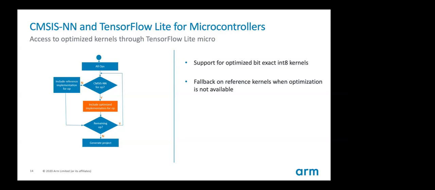The flowchart on the left shows you if there is CMSIS-NN support for the operator in your neural network, then the optimized kernel is included in the library. If not, there's always the option to fall back on the reference kernels when the optimization is not available. So that way you can always run a neural network that's supported on TensorFlow Lite Micro on your Cortex-M device, and the optimization can be included and gradually increased based on the support that's available in CMSIS-NN.